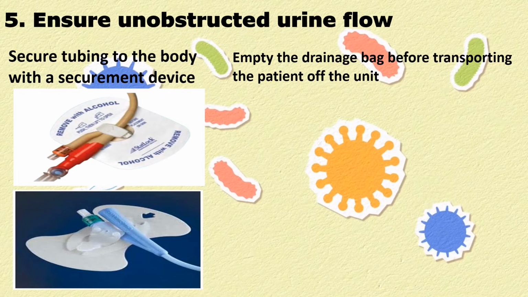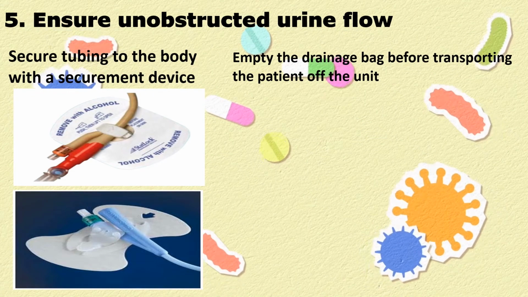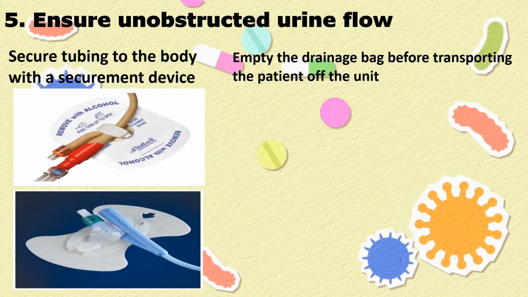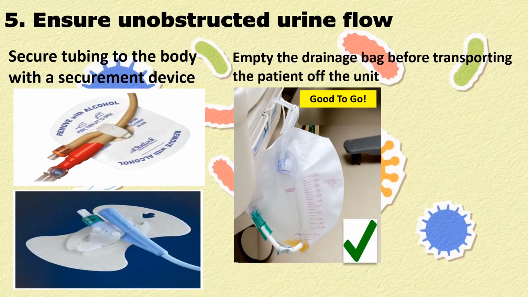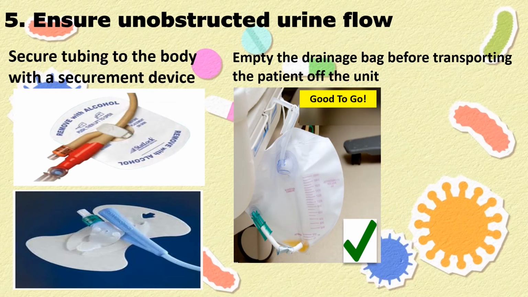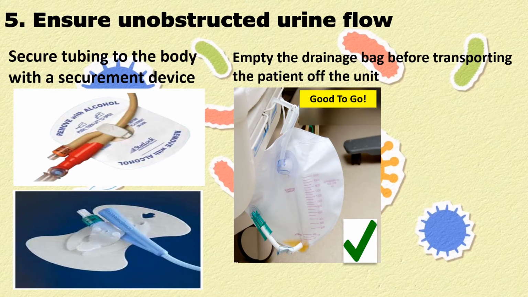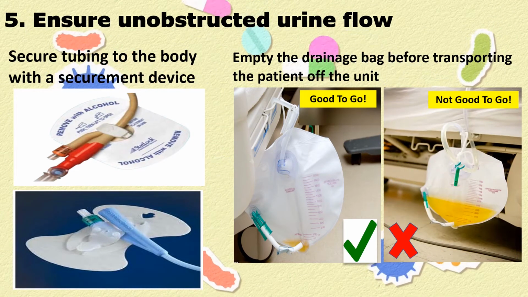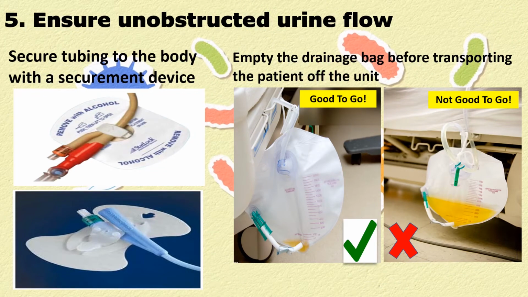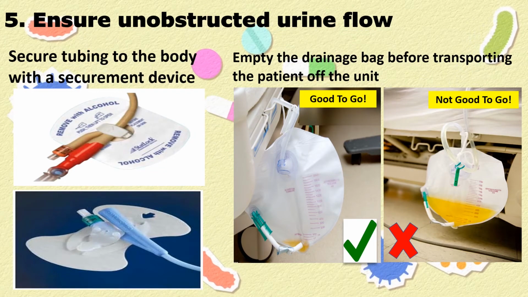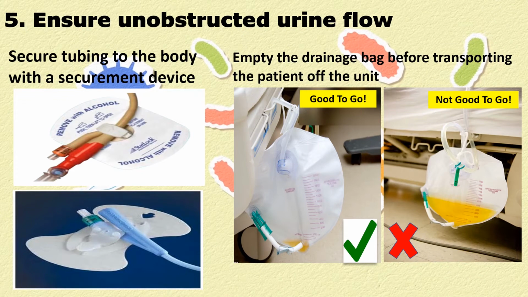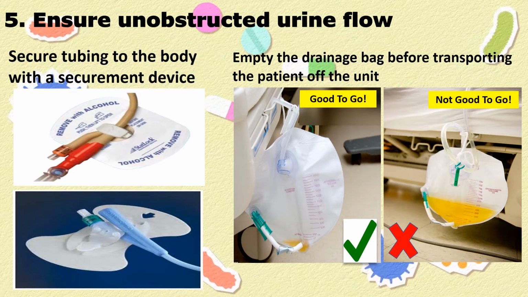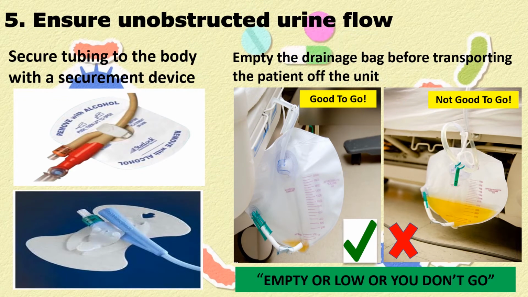And we have to empty the drainage bag before transporting the patient off the unit. Emptying the drainage bag prior to transporting a patient can help avoid urine reflux. And we have to check prior to transport if our patient's urinary drainage bag is good to go or not good to go. And a rule of thumb to remember this is: empty or low, or you don't go.